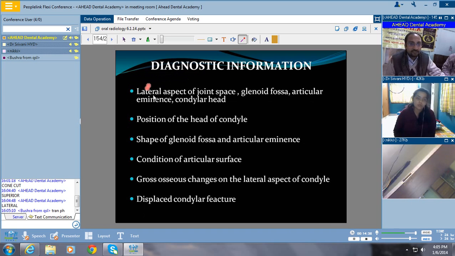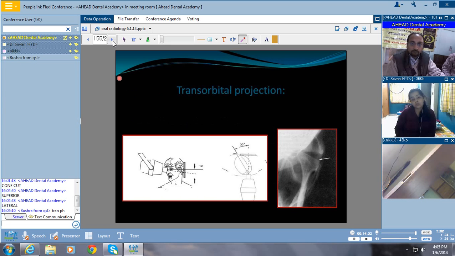Well, as I told you, transcranial shows the lateral aspect of the joint fossa. Remember I told you? Head of condyle, glenoid fossa, and anyway, you don't need to know the articular surface and lateral aspect. Okay, this is transorbital.